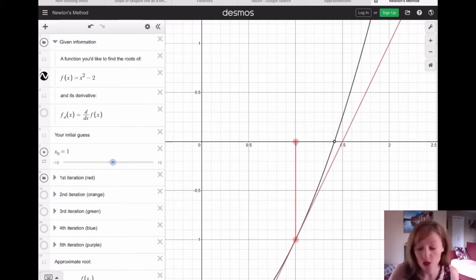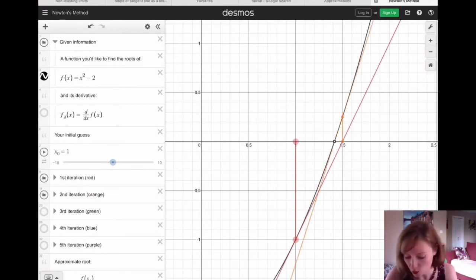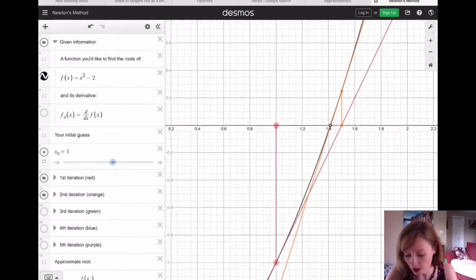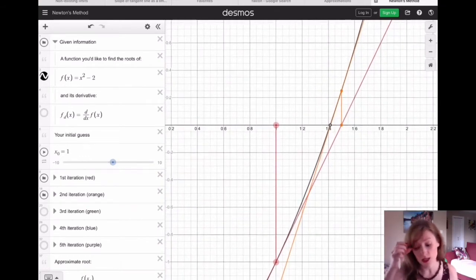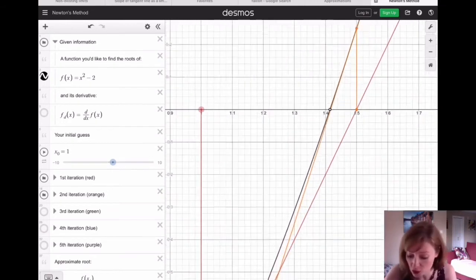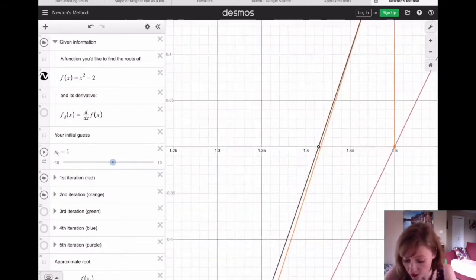Okay, so the process never changes. Wherever I start, I go up to the function, draw a tangent line, compute its x-intercept. So let's look at the next iteration. There it is. So the next line was orange. So at 1.5, I went up to the graph, constructed the tangent line, and you can already see that the x-intercept of the second tangent line is so close that I know I'm going to have to zoom in further in order to even see where they're different.